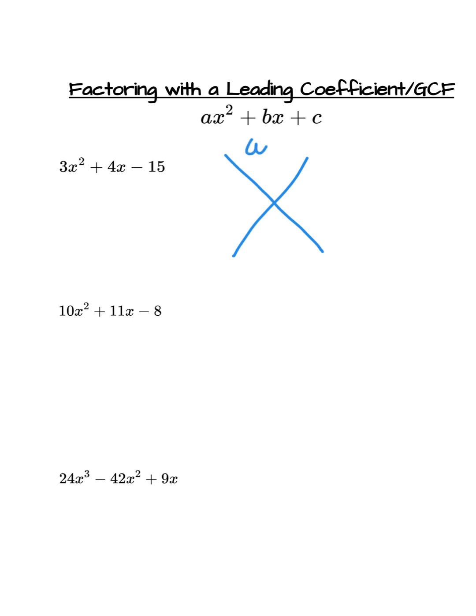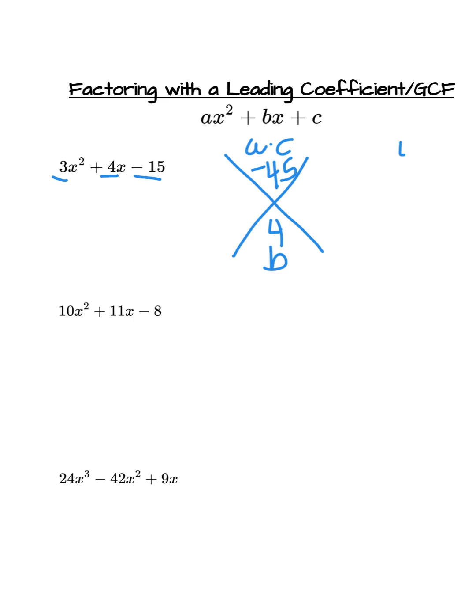Up here at the top, remember it's going to be a times c. So here's my a, here's my c. That's going to give me negative 45. Then over here at the bottom, we're going to put the b, and that's going to be 4.